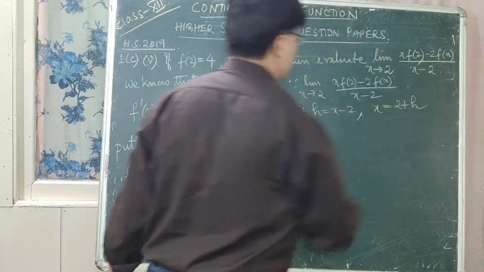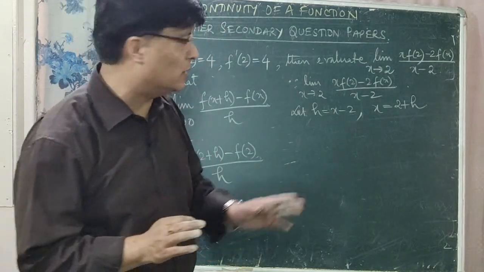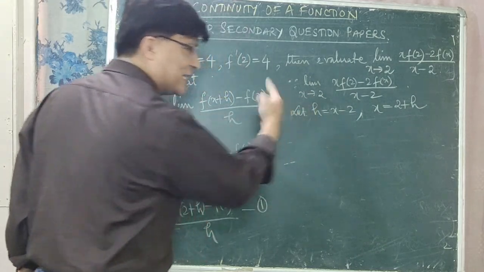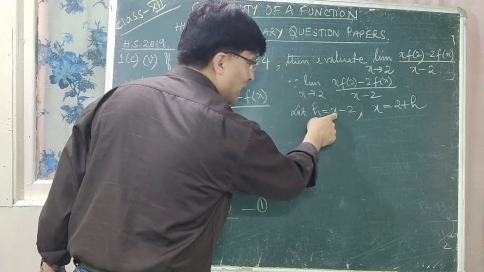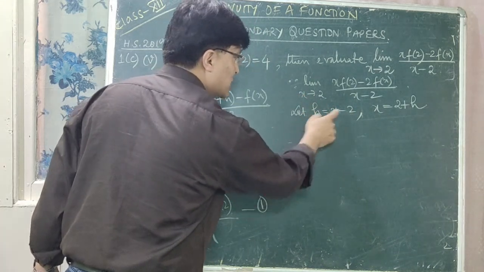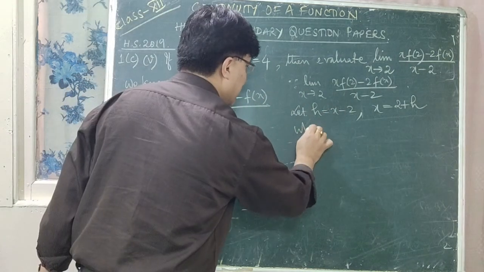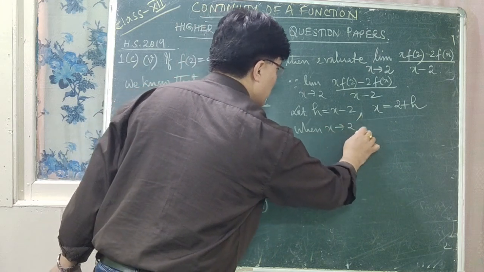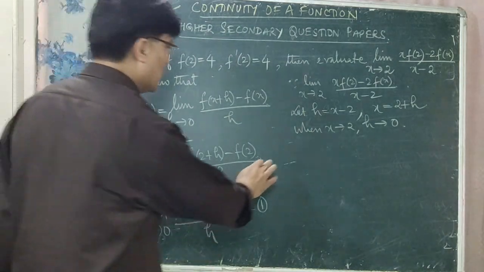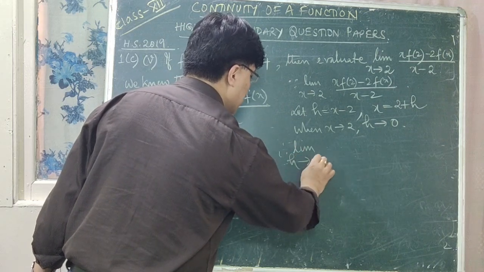This is your 2 plus h, right? Now in this case, since the method of substitution is done here, you have to change the limit also. So when x tends to 2, what does h tend to? Suppose x equals 2, then h is 2 minus 2, which is 0. So when x is equal to 2, h is equal to 0. That means when x tends to 2, h tends to 0. Is that clear? Now the above limit becomes, therefore, limit h tends to 0.